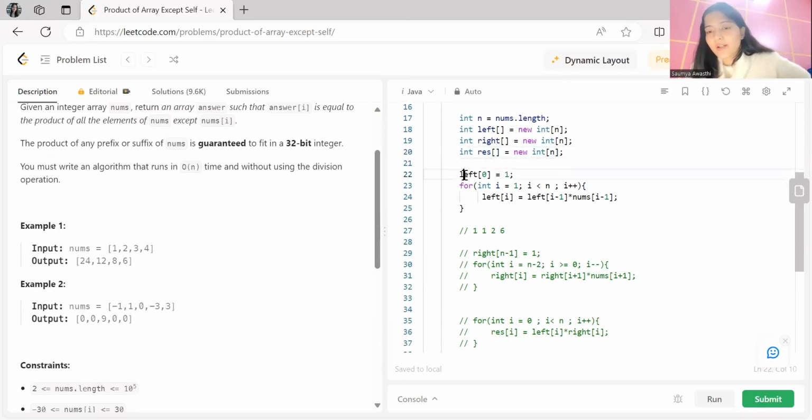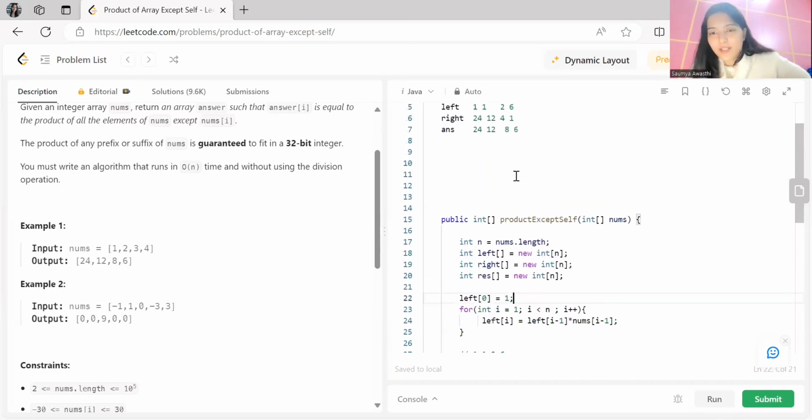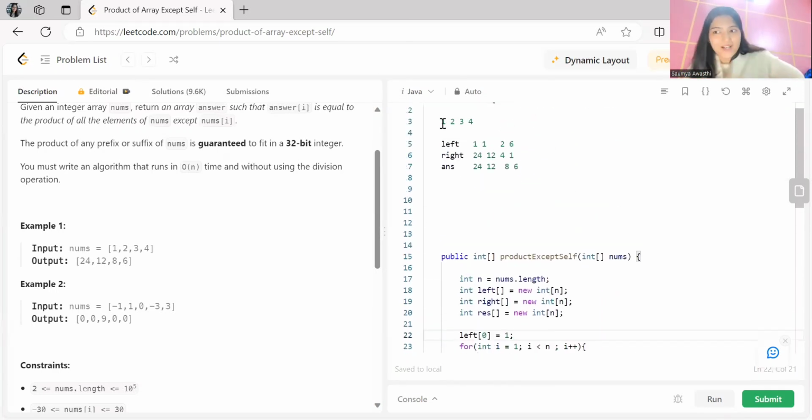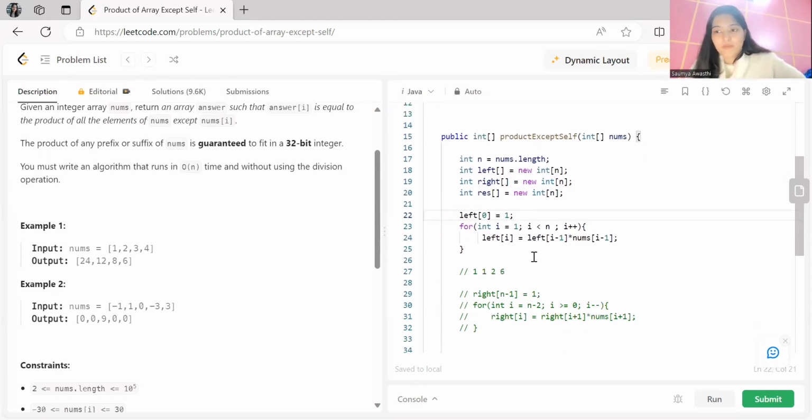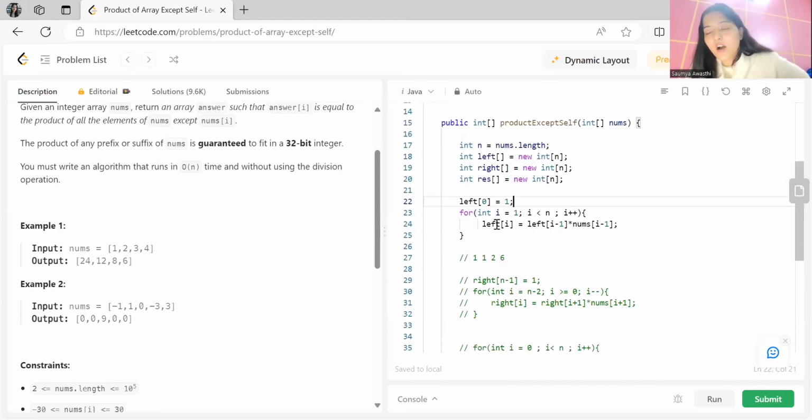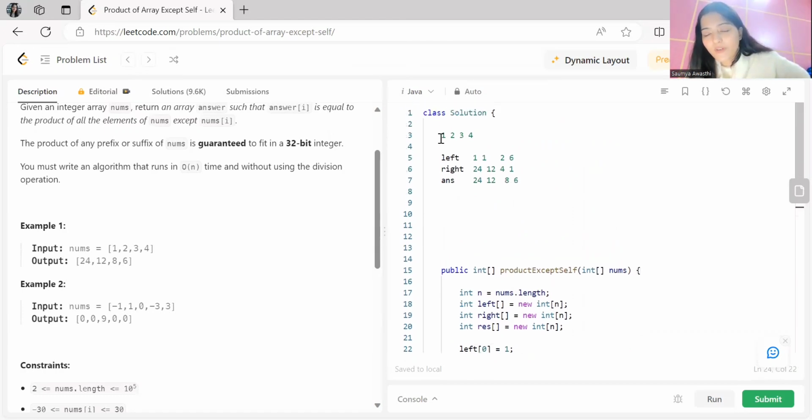So at the zeroth index, before that there is no element, right? So we will put left of 0 as 1, and then we will start iterating. We are just computing the values for the left array. So I equal to 1, I less than n, and we compute left of I as whatever is the element at left of I minus 1 position. So what was the element? 1. Take it, and take the element from nums of I minus 1 position. So 1 into 1 we will get 1.